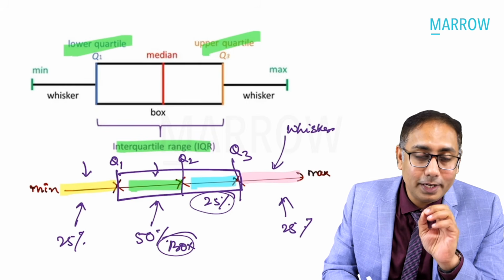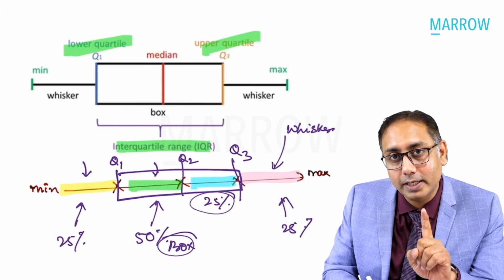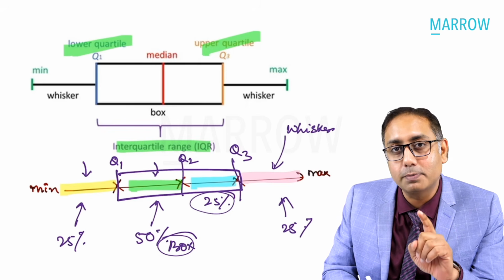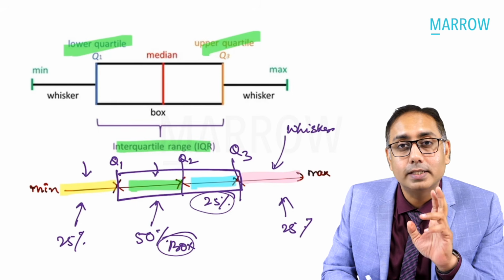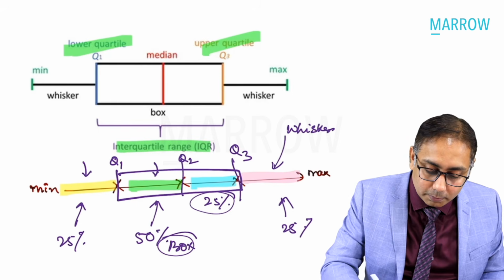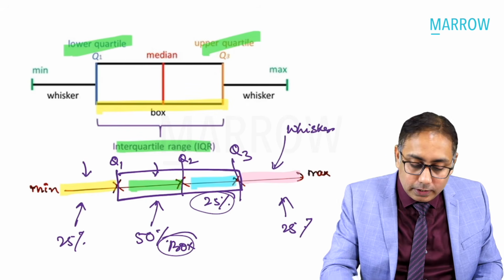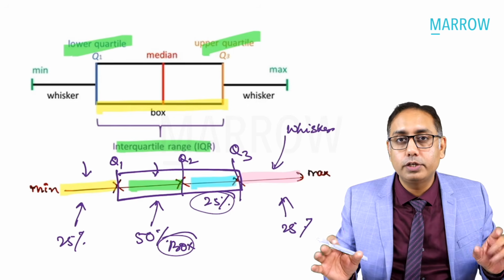Please note, I'm repeating it again. Do not commit the small mistake. Interquartile range is not the difference between Q1 and Q2 or Q2 and Q3. It's the difference between Q3 and Q1. It tells you the length of the box. And then you have the whiskers. Whisker will constitute 25%.